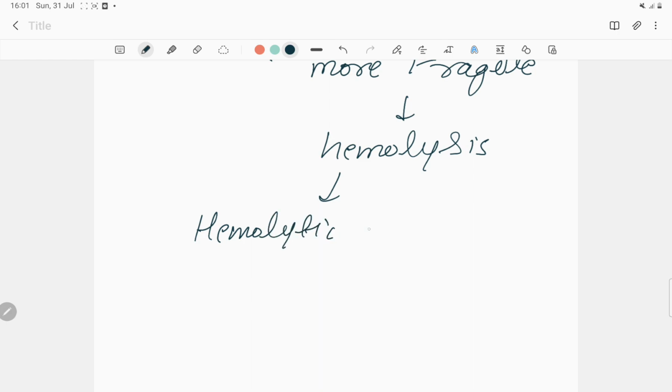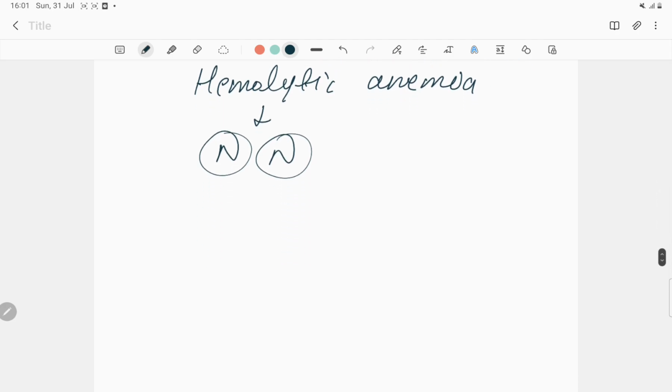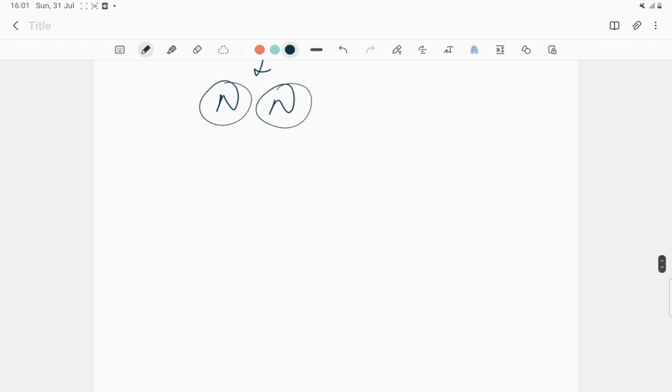So this sickle cell anemia, if we classify it under the Wintrobe classification, will come under hemolytic anemia, which is normocytic and normochromic, meaning normal shape and normal color. Okay. So the sickle cell trait is inherited as Mendelian dominant, but the full blown disease is autosomal recessive, which occurs in the homozygous form.